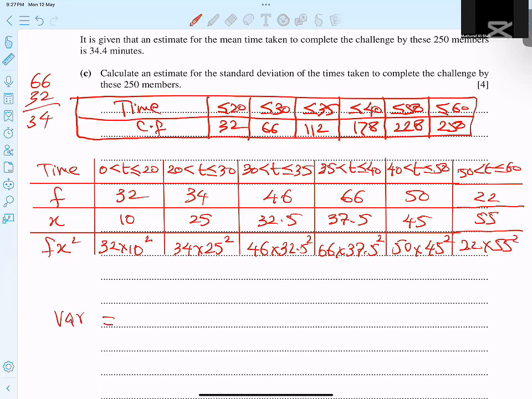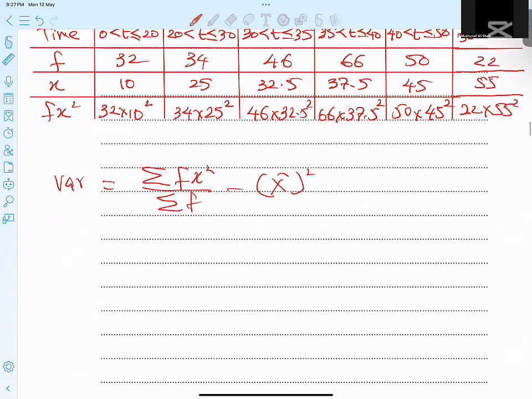Variance formula is basically sigma fx square over sigma f minus mean square. And mean is given, 34.4 itself. And I think the point is very valid. I will add all the values in the lower bottom column. So 32, let me write from the beginning.